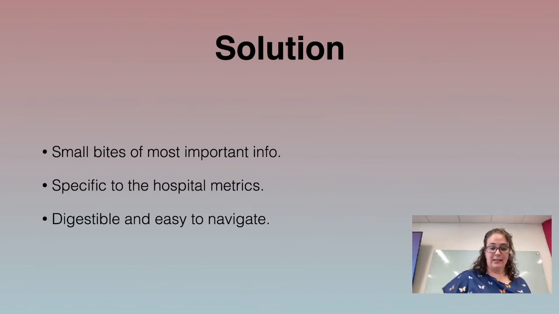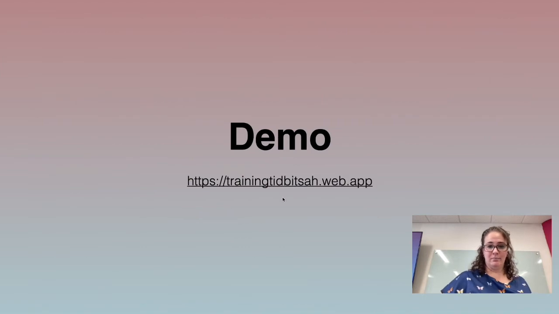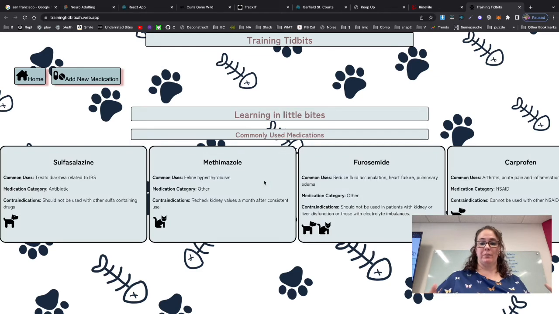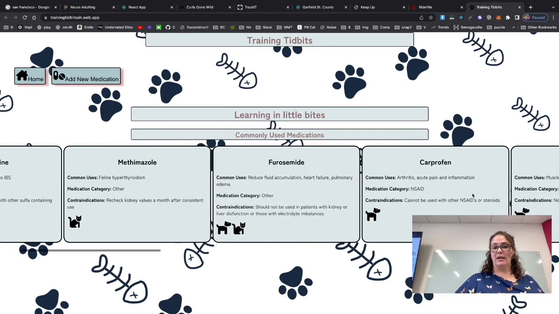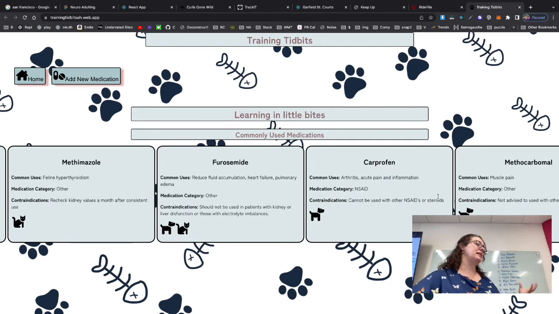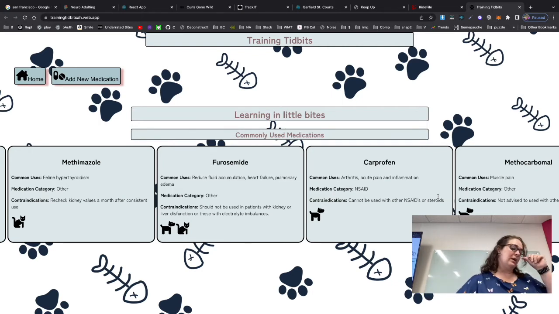With a very digestible, small bites format, something that's easy to read on first glance. Instead of telling you about that, let me show you what I mean. Here is my app. When you first open the page, the landing page brings you right to the carousel with all the medications loaded on each one of these cards. Each card has the common uses, medication category, contraindication, as well as the species that it is appropriate for. Like I said, it's supposed to be large, really easy to read at a glance.